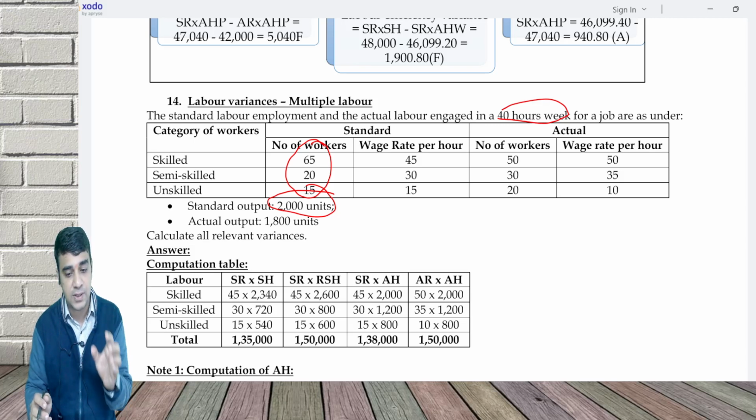Split that in the ratio of 65, 20 and 15. Actual time is 40 into 50, 40 into 30, 40 into 20. Split in the ratio of 65, 20, 15 is the RSH. Any doubts on this? Clear?